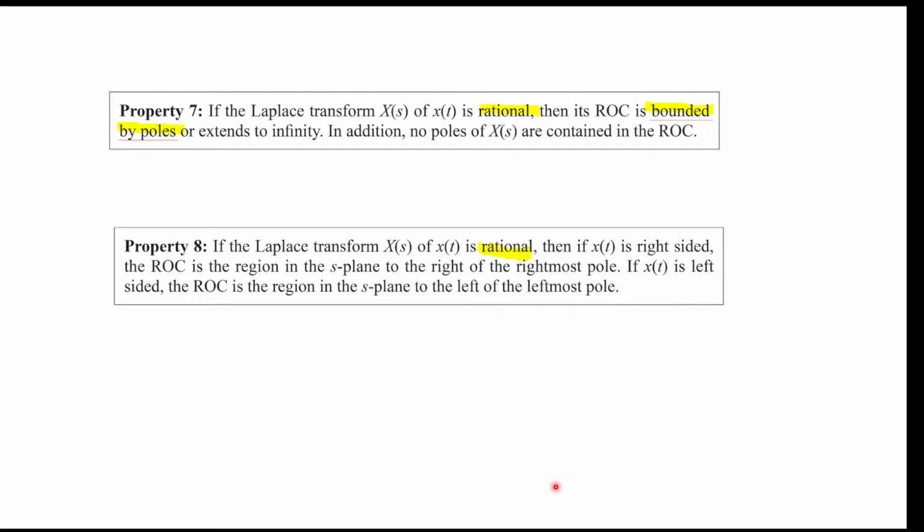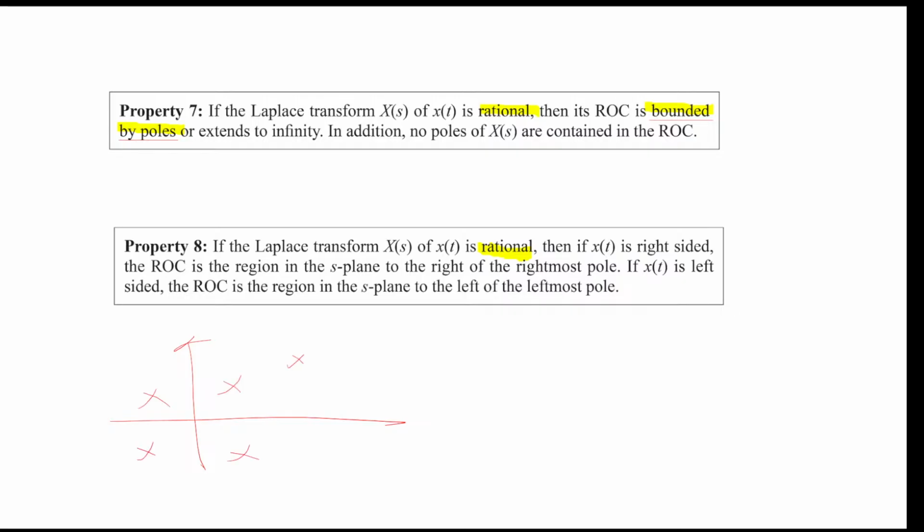Property 8 is just combining property 7 with the previous properties. It says that if our X of s is rational, and if small x of t is right-sided, then we know that... Okay, so that gives us a picture to draw here, and we know that if x of t is right-sided, then the ROC should extend to positive infinity.